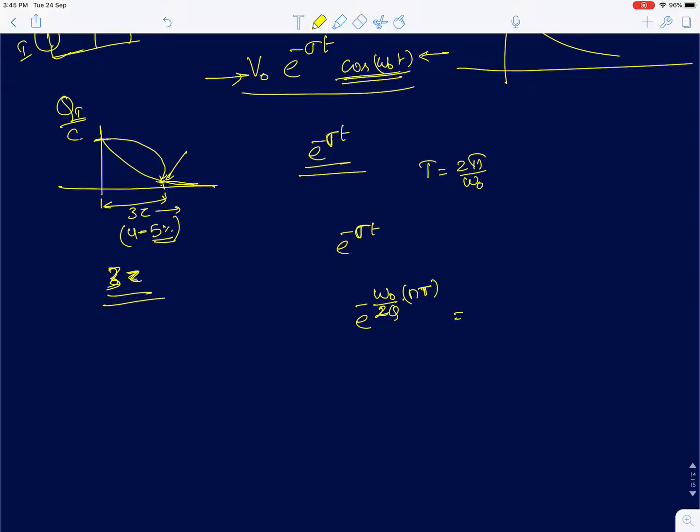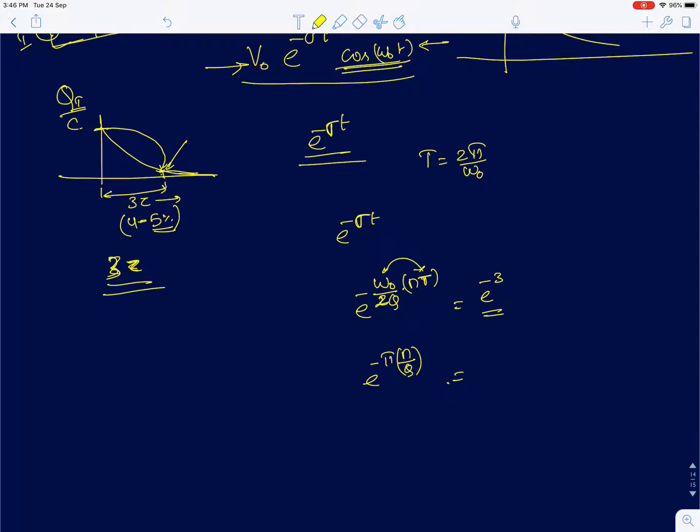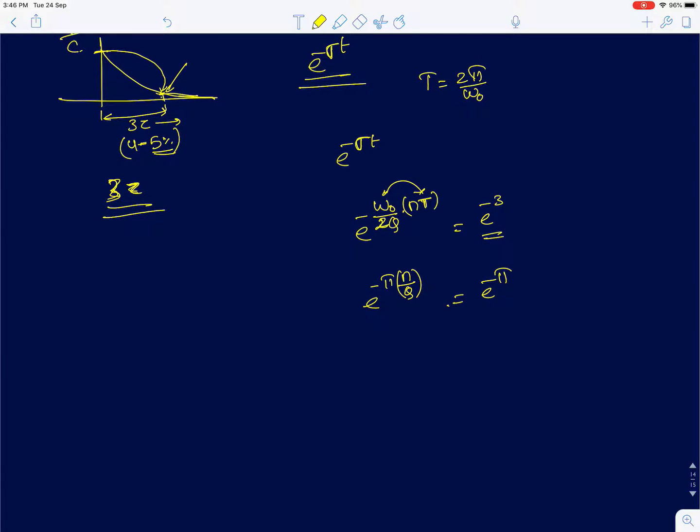Then I'll find out when this becomes equal to e power minus 3, because for a first order system, e power minus t by tau, when t equals 3 tau, you get e power minus 3. So I just want to compare when this is close to e power minus 3. So I'll substitute omega naught into T, which is 2 pi. This reduces to pi into n by Q, e power minus that. Now to compare the result better, instead of 3, I'll compare it with e power minus pi. Pi is very close to 3, pi is 3.14.